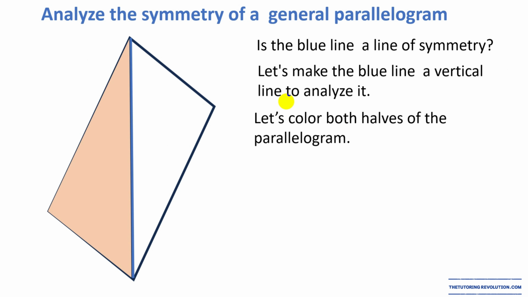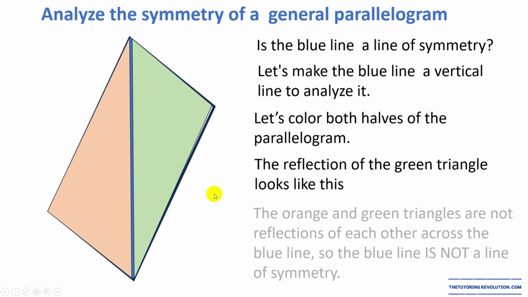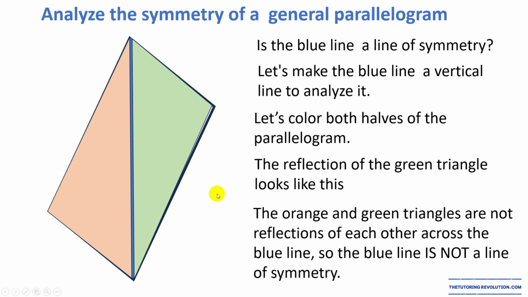And we're going to color both halves of the parallelogram, orange and green. And we're going to reflect this green triangle, and it will look like that, the reflection. So we can see that the reflection of this green triangle does not match the orange one. Therefore, the green and orange triangles are not mirror images of each other. Therefore, this blue line is not a line of symmetry.